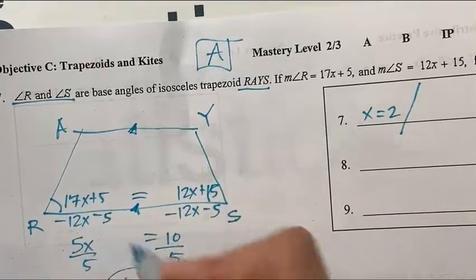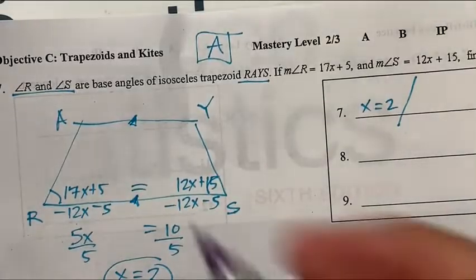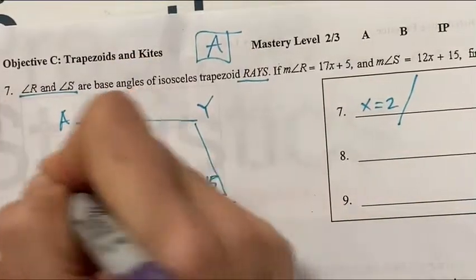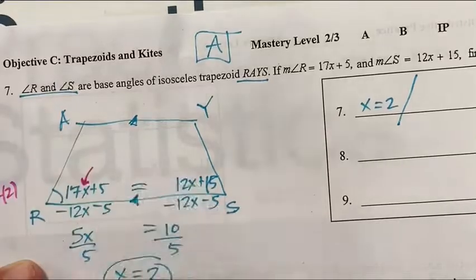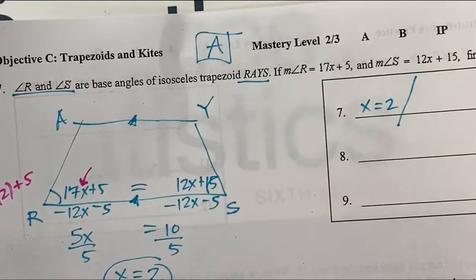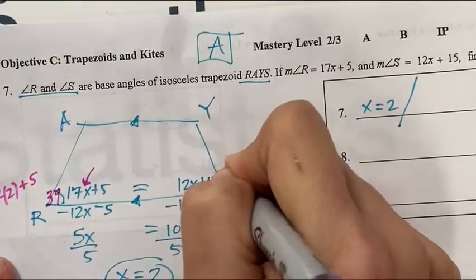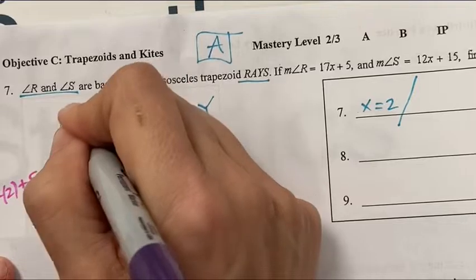So I've plugged in the number 2 here. Let's solve for what angle R actually is. So if I substitute in a 2 here, angle R is 17 times 2 plus 5. So that would be 34 plus 5, also known as 39 degrees. This one would also be 39 degrees. So how can we figure out this one?